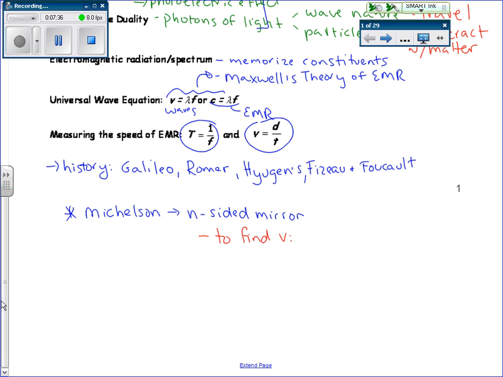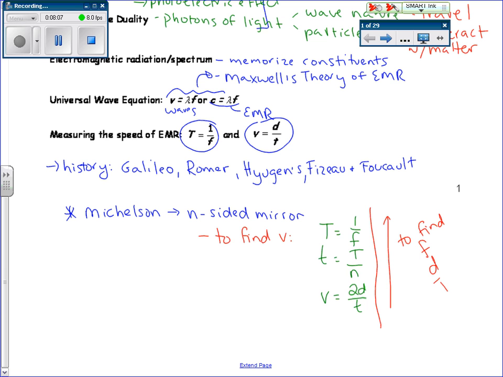you find the period if you know the frequency. So period is 1 over F, then time is period divided by the number of sides on the mirror, and then velocity is 2 times the distance over time. Remember, you have to multiply that distance by 2, the distance being the distance between the mirrors. If you want to go backwards, you would just go this way to find either F, D, or T.